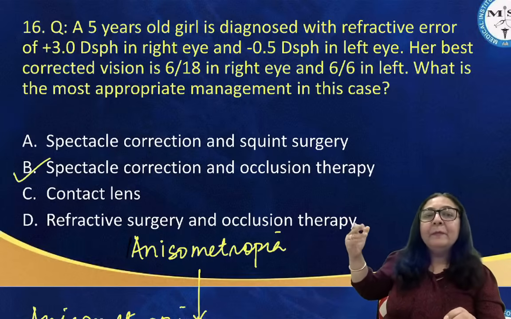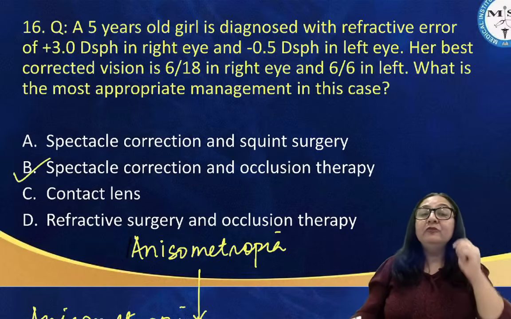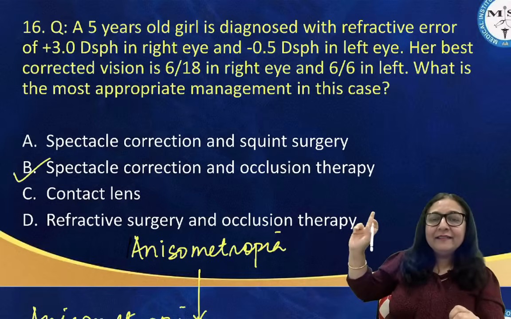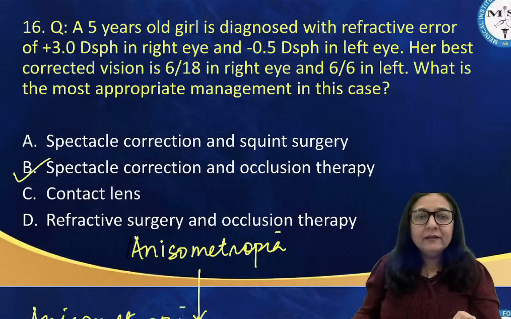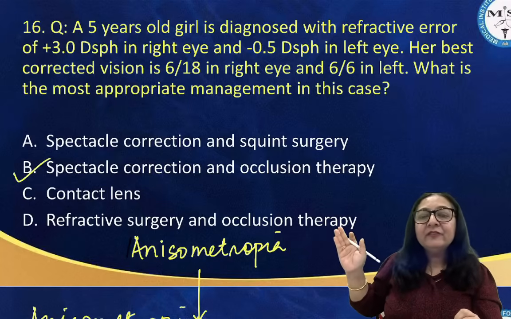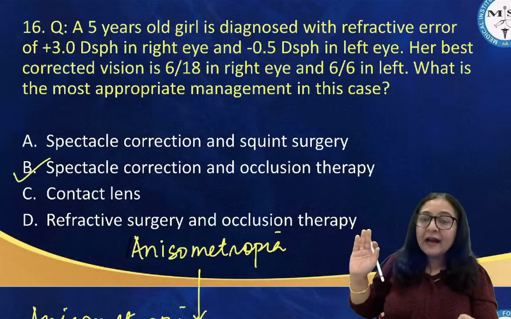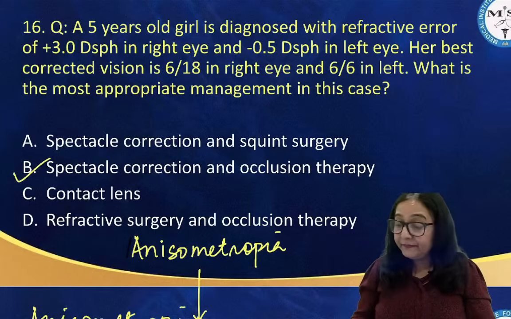Contact lenses may be a better choice for anisometropia, but still you might need to do occlusion therapy, and it is difficult for a 5-year-old girl to use contact lenses. Refractive surgery is only done when the refractive error becomes stable, and mostly it is after the age of 18 years. Okay.